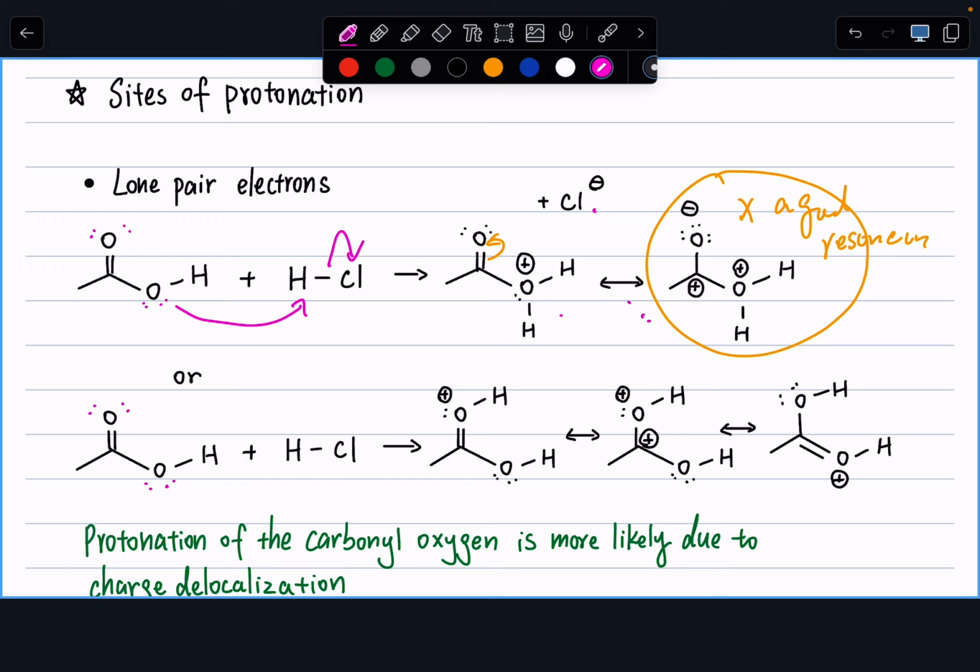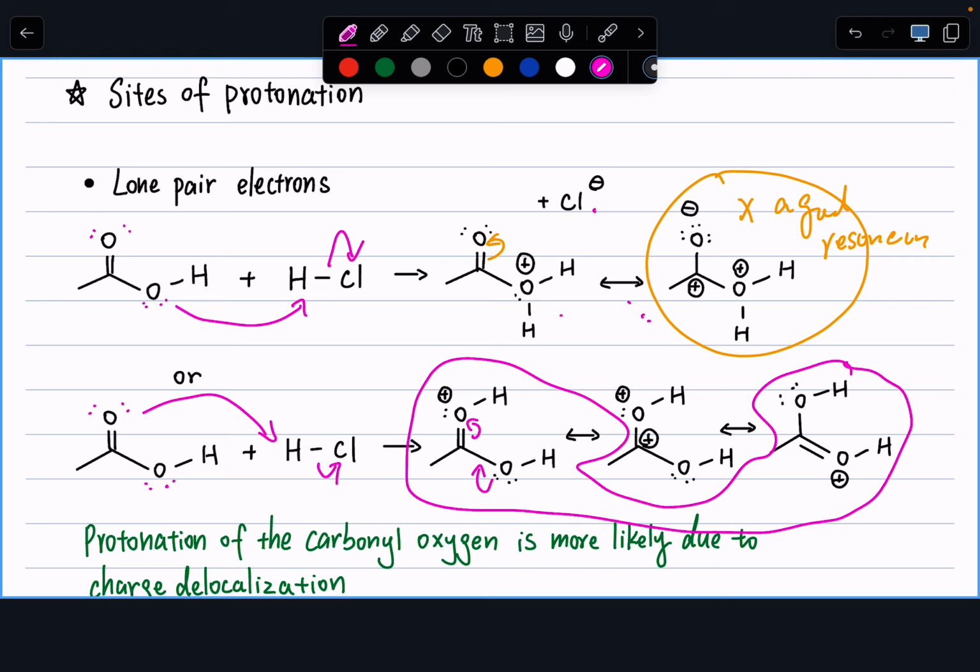The other option is we could use this carbonyl oxygen to attack the hydrogen and break the HCl bond. In this arrow pushing, we're forming a new OH bond on the carbonyl oxygen, and this will be stabilized via this interaction. I'm just connecting these two. The middle one is not a valid one.